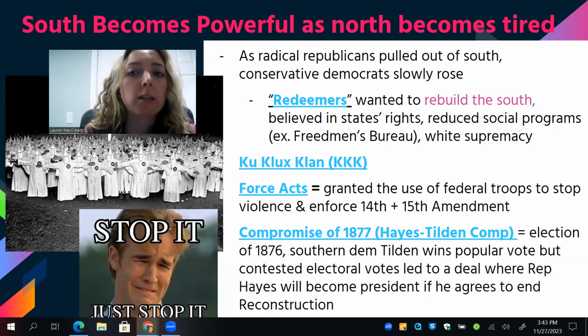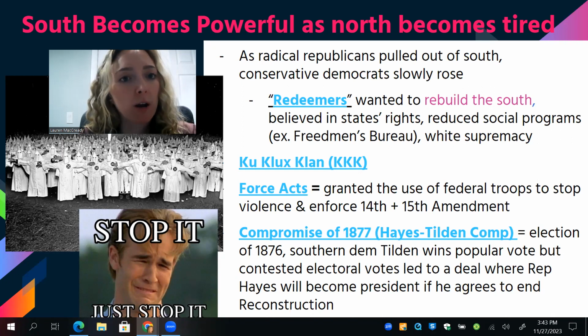They believed in states' rights. They want to get rid of the Freedmen's Bureau. They believe in white supremacy. This is where we get the KKK being created. We'll talk about that a lot more in period 6.